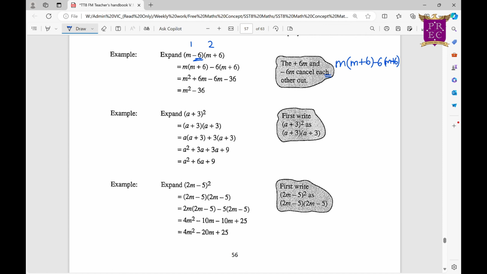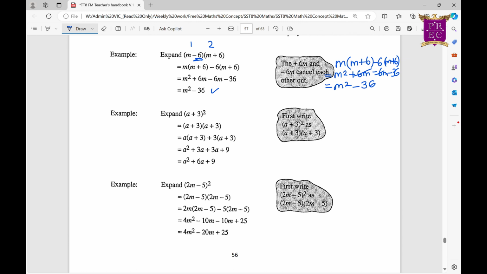And so what we get is m times m is m squared plus 6m, and then we get minus 6 times m is minus 6m, minus 6 times positive 6 is negative 36. And you notice how plus 6m minus 6m, those cancel each other out, so you're just left with m squared minus 36.